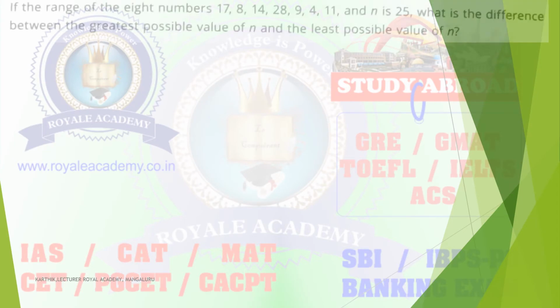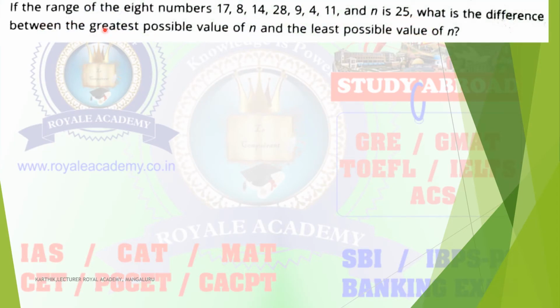Okay, so next problem. If the range of the 8 numbers, 1, 2, 3, 4, 5, 6, 7, 8, where 8 is nothing but n, n is not given, is 25. So 25 is nothing but the range. The range is given, that is 25. What is the difference between the greatest possible value of n and the least possible value of n?